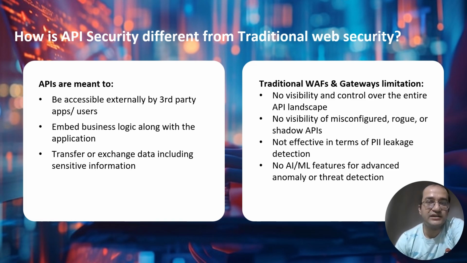APIs need continuous monitoring and logging to detect and respond to potential security threats. Traditional web apps may rely on periodic security checks and audits, but APIs need more proactive and continuous monitoring to identify and mitigate threats in real time.